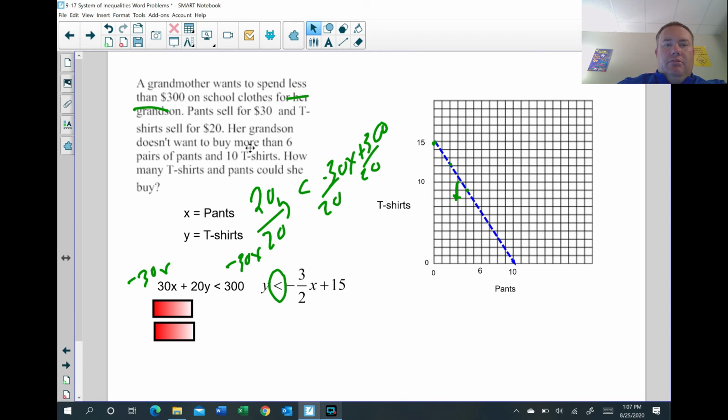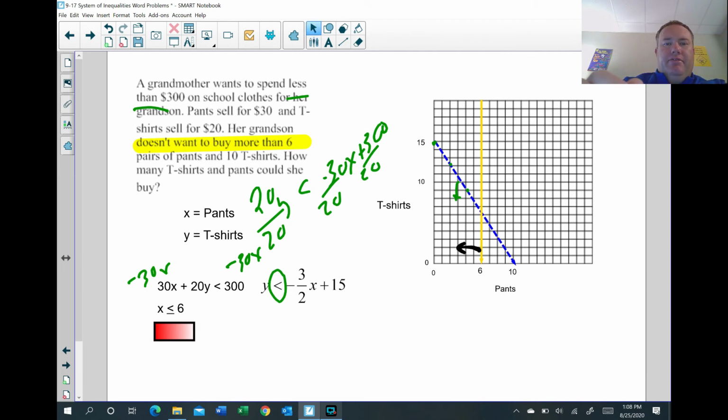Now, along with this, though, it also tells you, if you look closely enough, he doesn't want to buy more than 6 pairs of pants. Well, what is no more than? Doesn't want to buy more than. No more than means what? It means less than or equal to. So he wants less than or equal to 6 pairs of pants. So what's pants? X. So it's going to be X has to be less than or equal to 6. So we need a vertical line where X is less than or equal to 6. Solid as usual. And which way are we going to shade? We're definitely going to shade to the left.